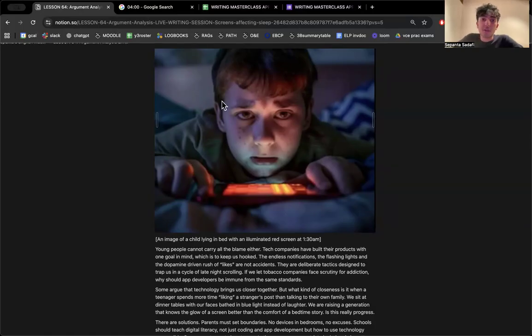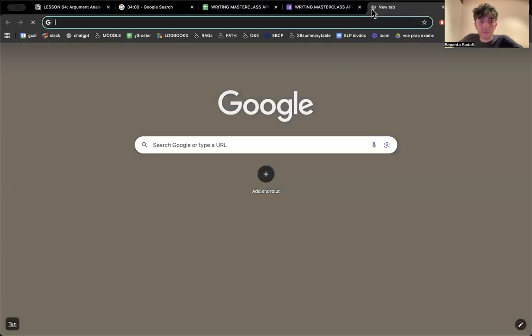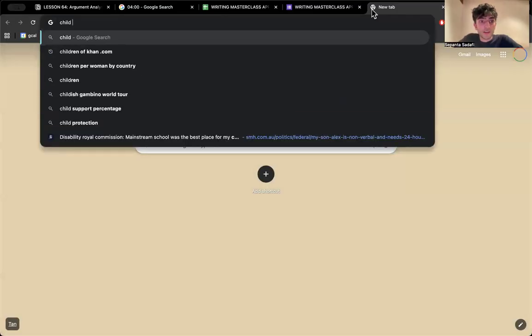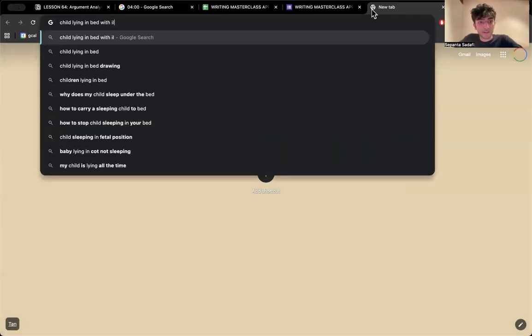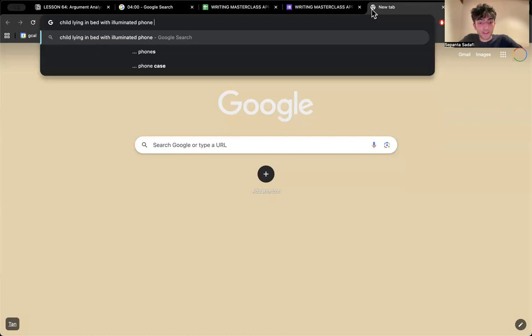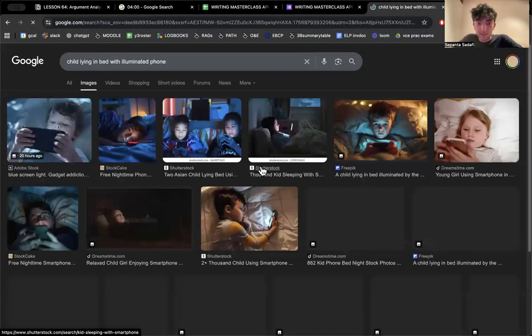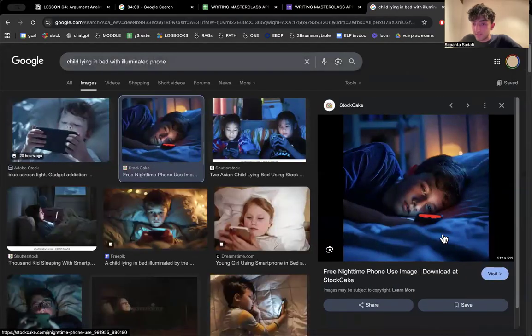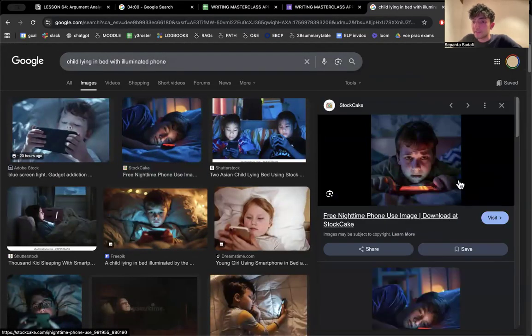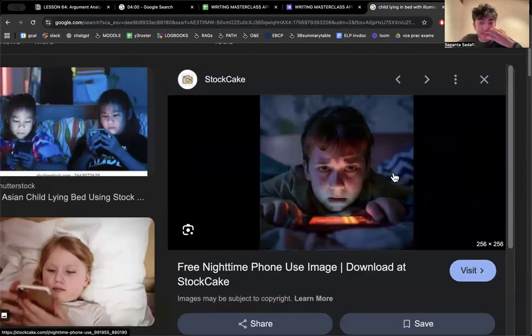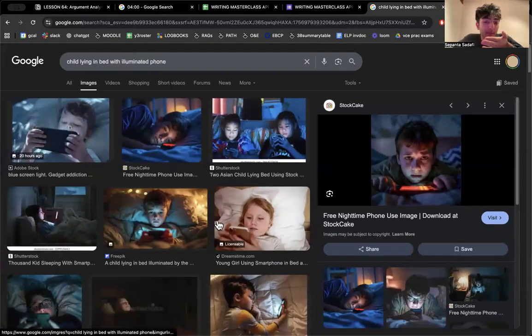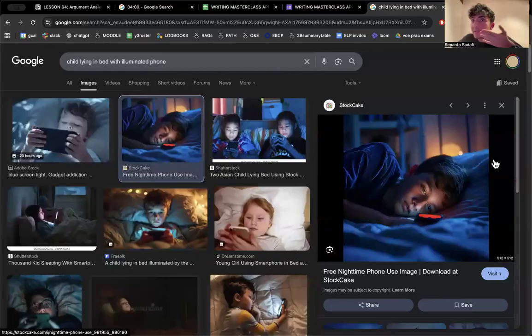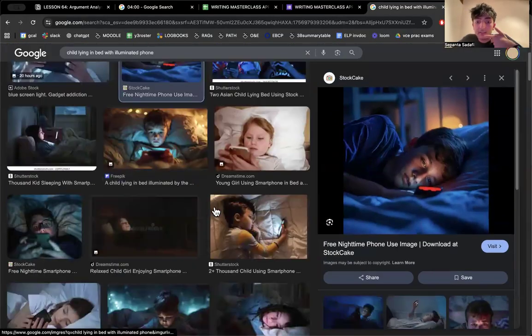No, the image isn't AI generated. Look, I searched up child lying in bed with illuminated phone or something like that. Here. When you click it, hold on, and I said red, you click this, you scroll. That's the one. There you go. That's how I found it. Are these AI generated? I couldn't tell. I think that's AI generated.